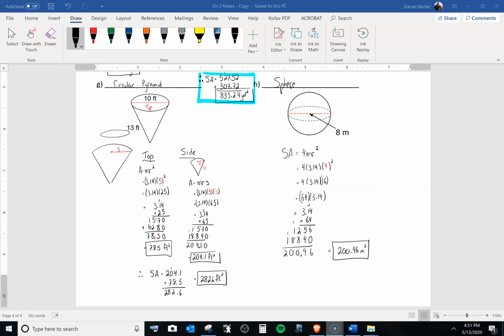On a test or an assignment, you can expect to have a pyramid, a circular pyramid, and you can expect to have a circular prism or a cylinder like the last two examples, and you can expect to have a sphere. Those are all ones that are really important to know how to calculate the surface area and volume. And then in our class, of course, we're trying to do this without a calculator.